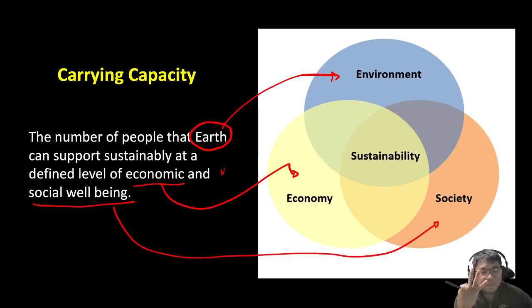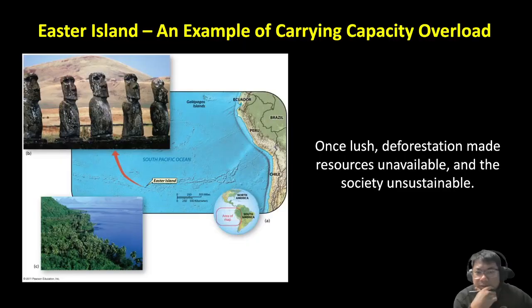Okay, again, those are the three main factors that could affect the carrying capacity. Okay, now why is it so important? We have seen an example of carrying capacity overload, for example, in Easter Island, offshore Western Chile, right here in the South Pacific Ocean. This is the general area of Easter Island.